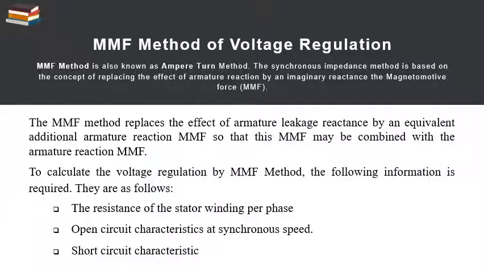And number 3, short circuit characteristics. तो MMF मेथड में भी हमें ये तीनों चीजें फाइंड आउट करनी होंगी: रेजिस्टेंस ऑफ द स्टेटर वाइंडिंग पर फेज, ओपन सर्किट कैरेक्टरिस्टिक्स एज वेल एज द शॉर्ट सर्किट कैरेक्टरिस्टिक्स. तो जो भी इनडायरेक्ट मेथड हैं, जो कि 4 टाइप की होती हैं, सारी मेथड्स में हमें OCC और SCC ड्रॉ करनी पड़ेगी और उसी के थ्रू हम नो लोड एज वेल एज द फुल लोड वोल्टेज की वैल्यू निकालेंगे. Or by using this we can calculate the value of voltage regulation of the alternator.